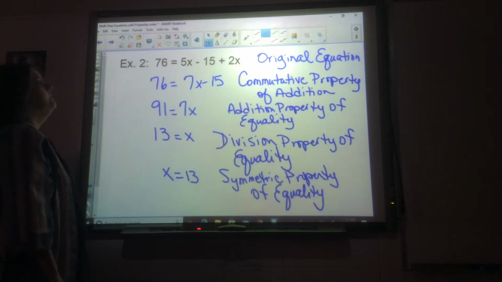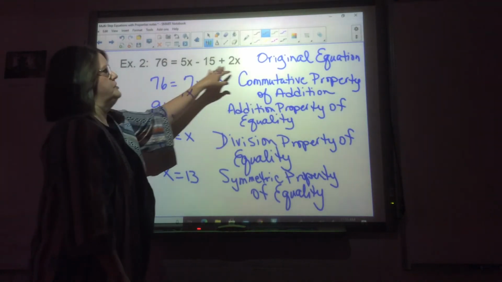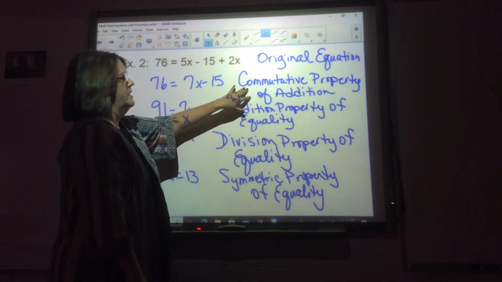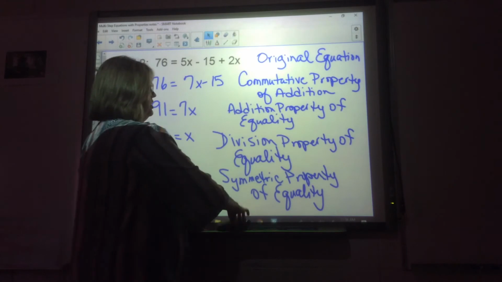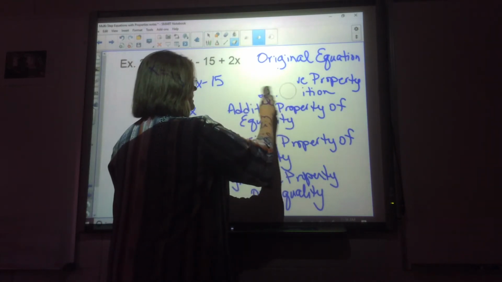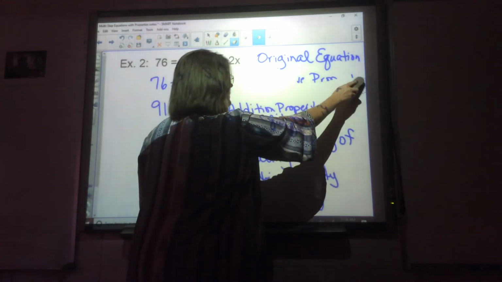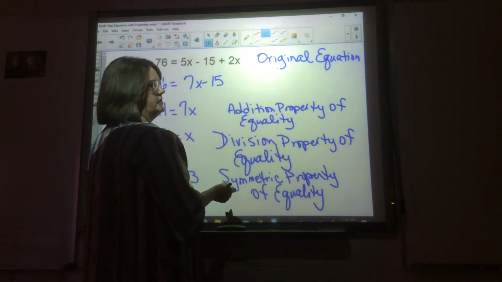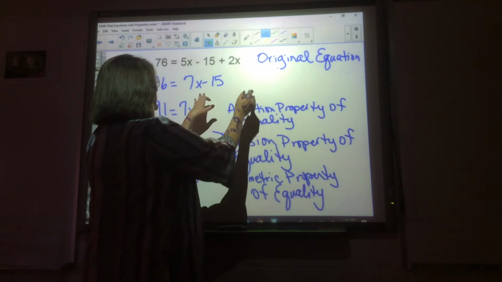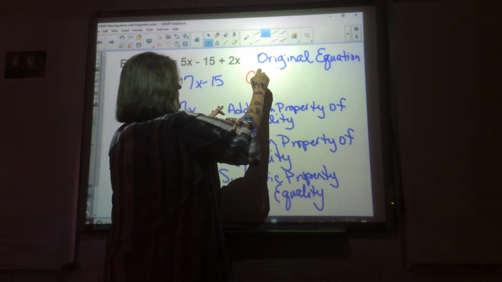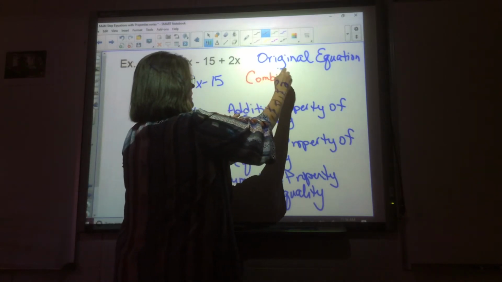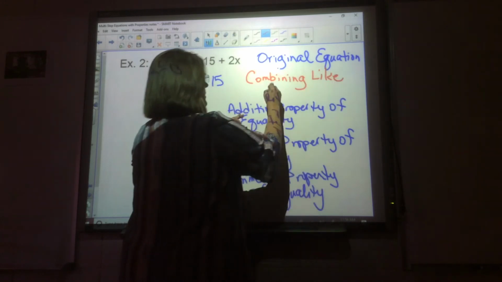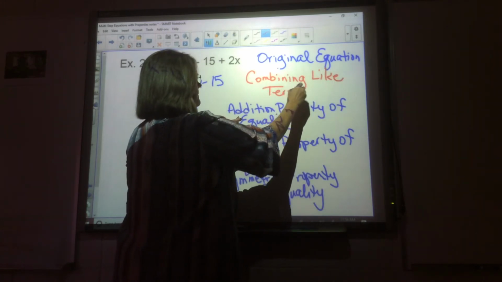All right. Here's our original equation. Our original equation needs 5x and 2x added together. And the state used to use commutative property of addition, so that's what I used. But the state has changed its tune, and so we are combining like terms, which is what we used to call it all the time.